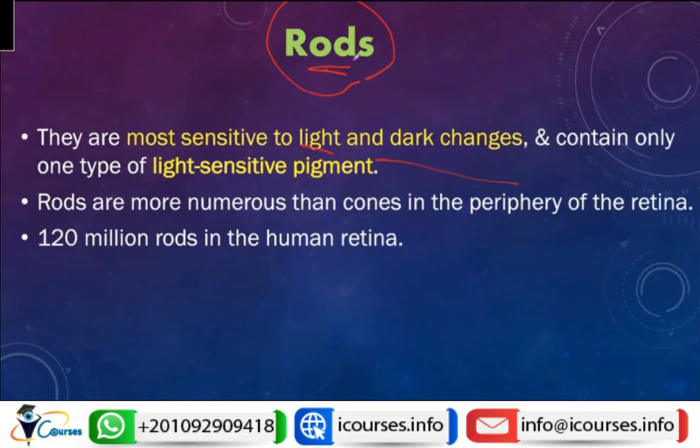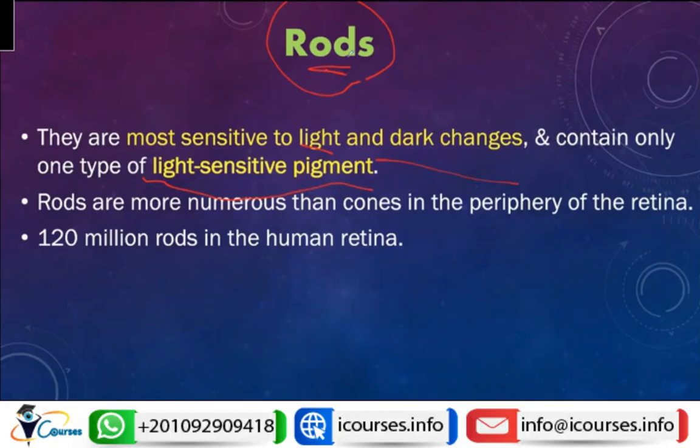This type of photoreceptor contains a light sensitive pigment. So we have what are called visual pigments. The visual pigments are a sort of chemicals present in the photoreceptors that are responsible for initiation of the sense of light. The type of visual pigment present in the rods is called the light-sensitive pigment, or rhodopsin.